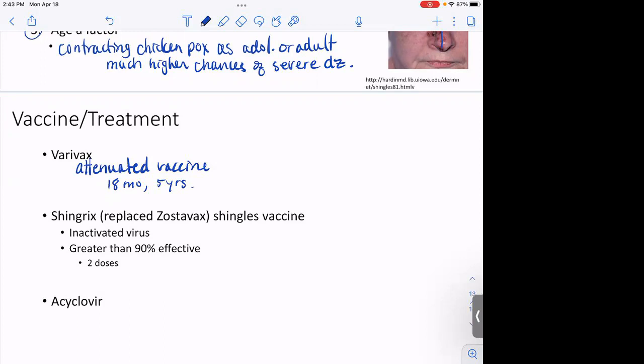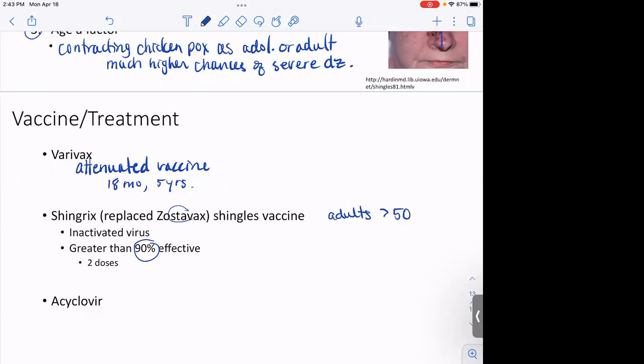We have a really good vaccine now for shingles. So for people that had chickenpox when they were young, it's recommended for adults 50 and over. Okay, we used to have this Zostavax vaccine that only cut down your chances of it reactivating as shingles by about 50%. But now we have Shingrix that's greater than 90% effective. And if you do happen to get shingles anyway, then it's going to be a pretty mild form of shingles.